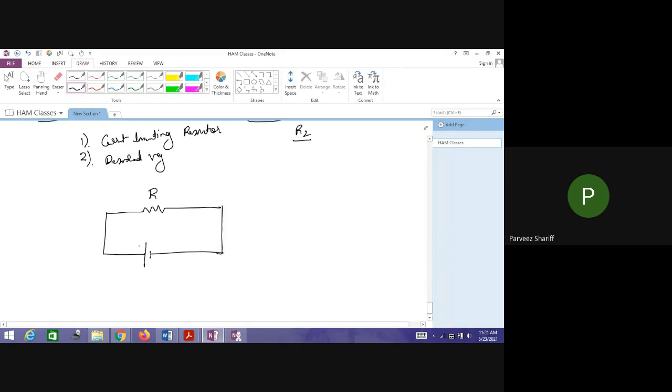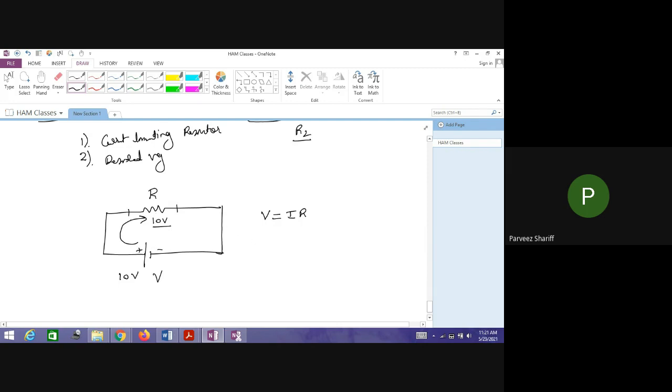Now, let me connect a simple resistor here. Let me call this R, and this is V. And the current, we always consider that it flows from positive to negative. So from Ohm's law, I can write V is equal to I into R. So the voltage drop across this point is exactly the same as, for example, if I apply 10 volts here, then the voltage drop across this point will be 10 volts because of this resistance.